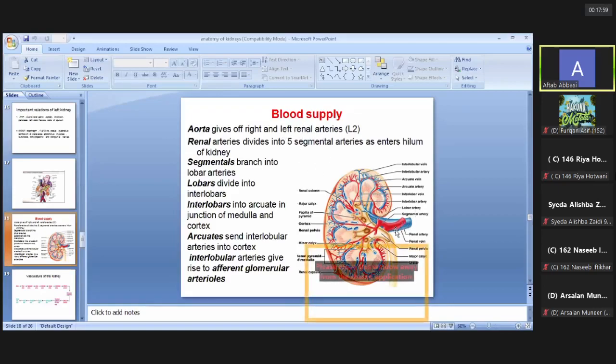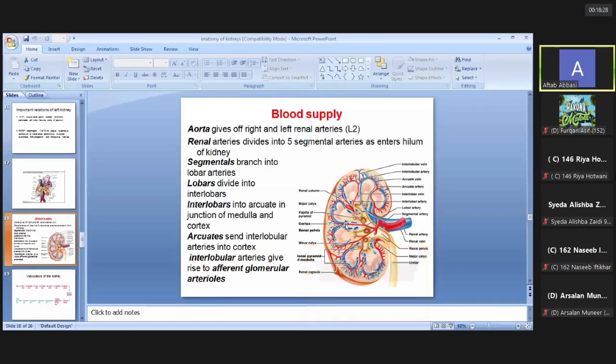Here is the renal artery. When it enters the hilum, it divides into 5 segmental arteries. Now, each segmental artery then gives rise to lobar arteries for each lobe, like the inferior lobe, middle lobe, posterior lobe, superior lateral lobe, and superior medial lobe. So they are related to the lobes. These branches are known as lobar arteries. From the segmental arteries, multiple lobar arteries arise.